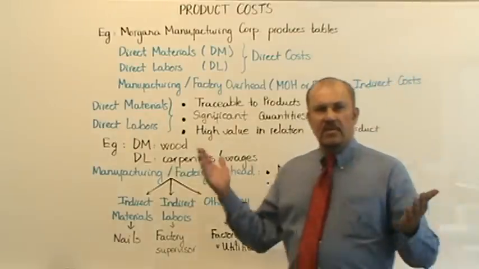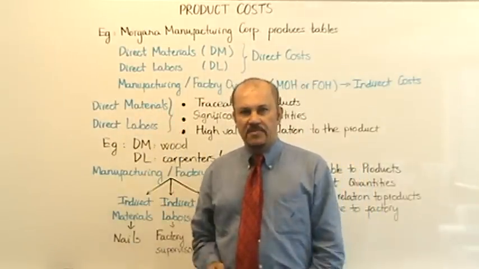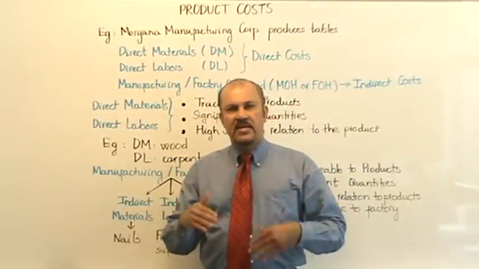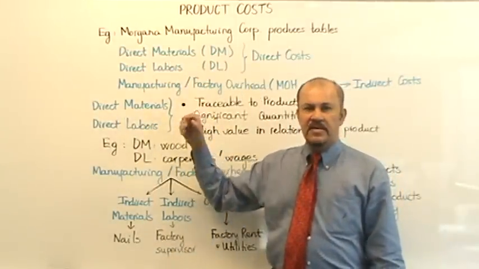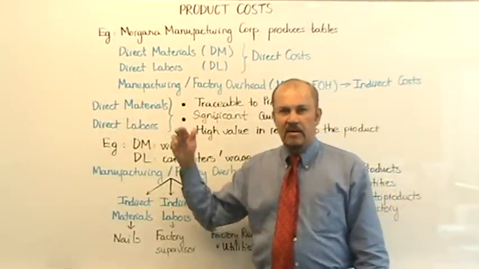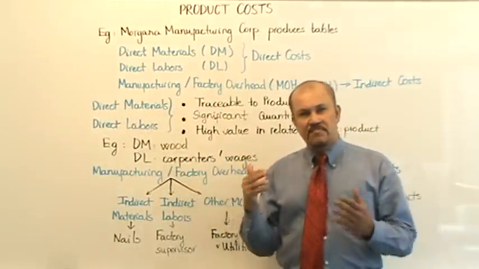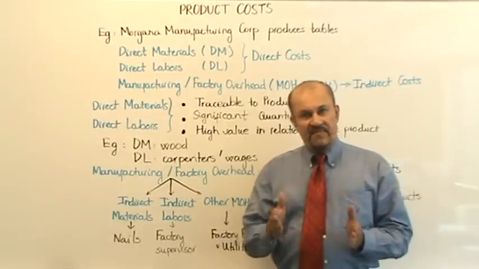Okay, let's assume in this example that Morgana Manufacturing Company produces tables. Product costs, all product costs can be categorized into three subgroups: direct materials (DM), direct labor (DL), and manufacturing/factory overhead. I use both the terms because some textbooks use factory overhead and some textbooks use manufacturing overhead.